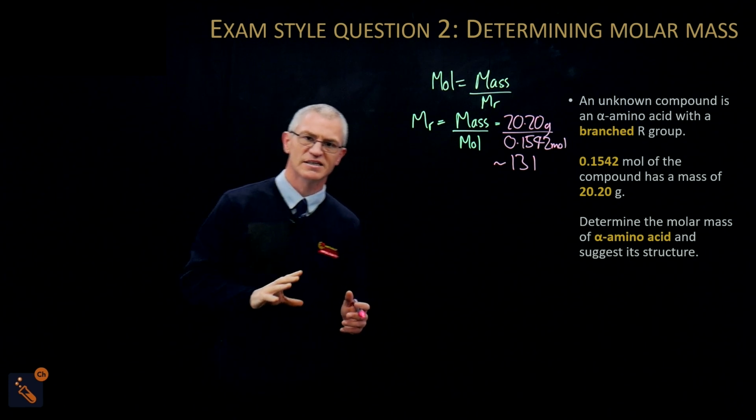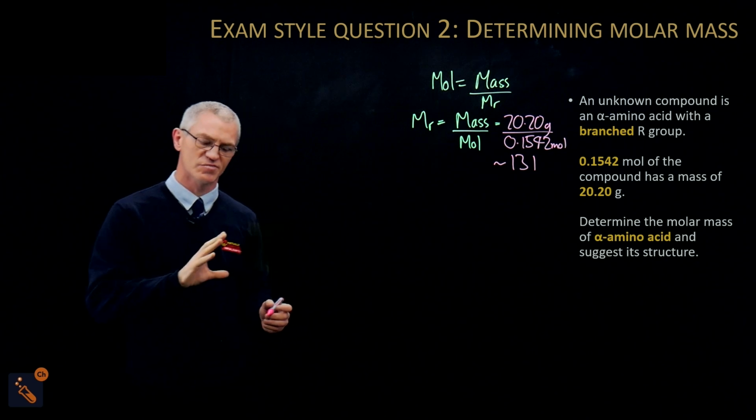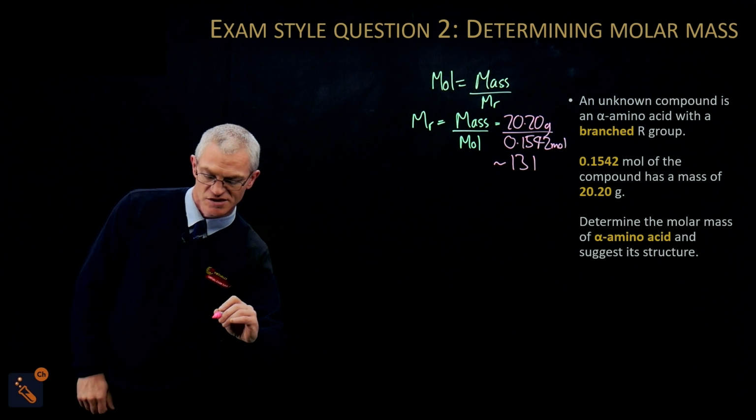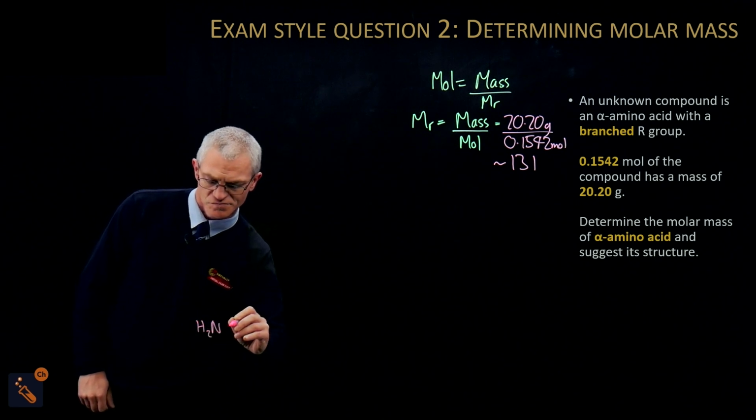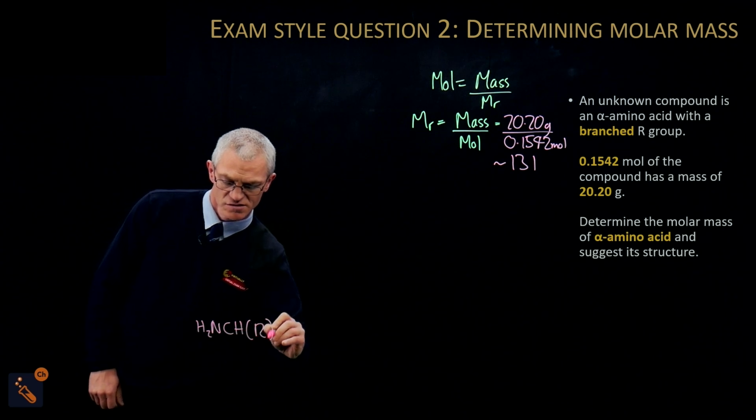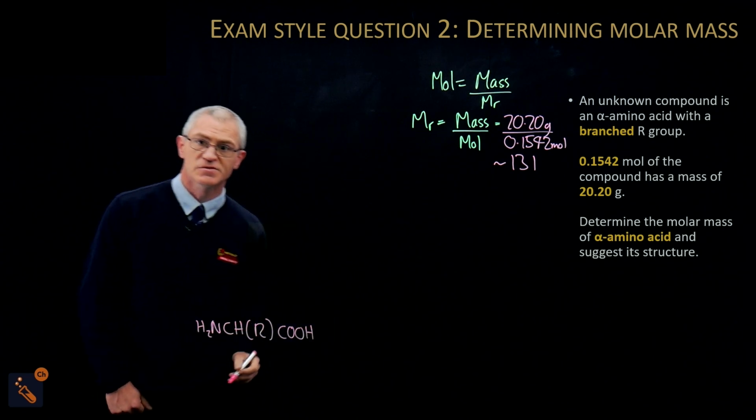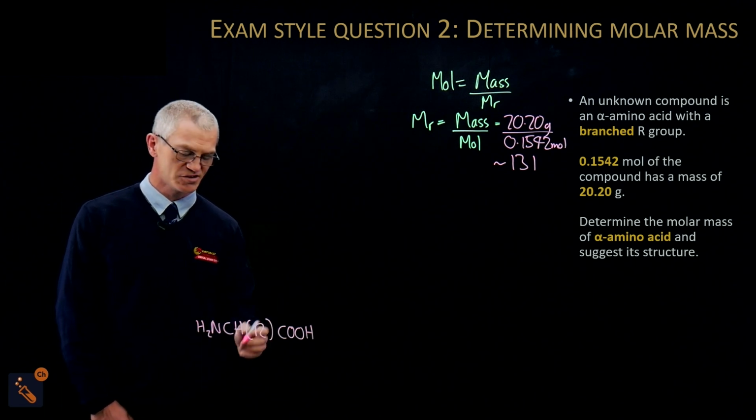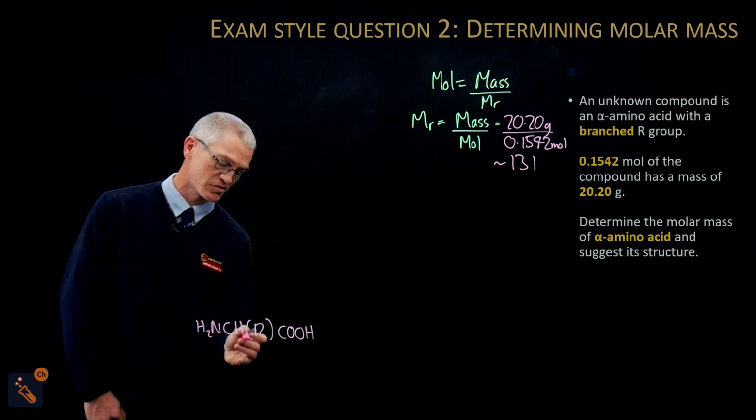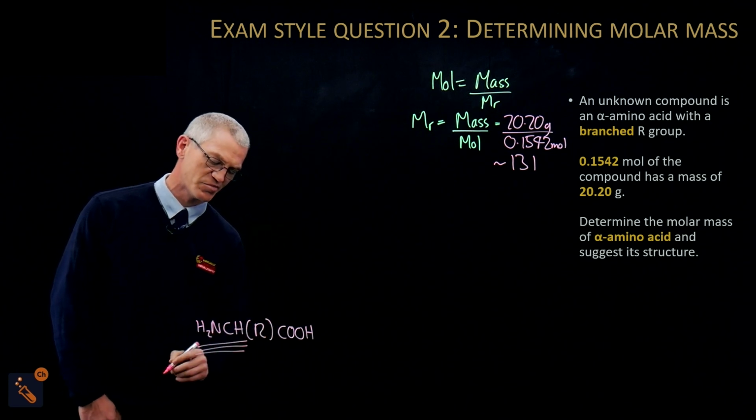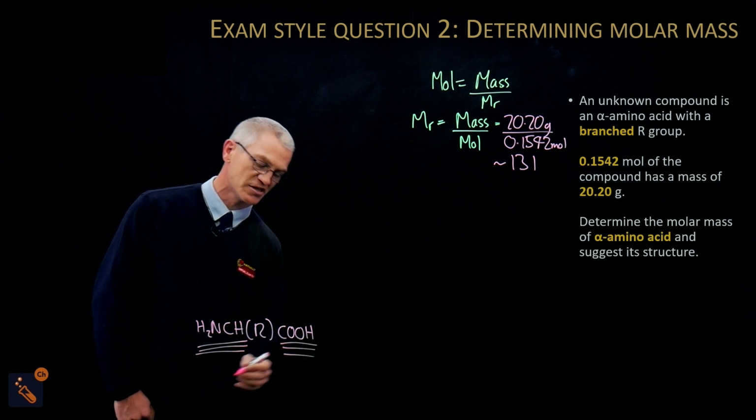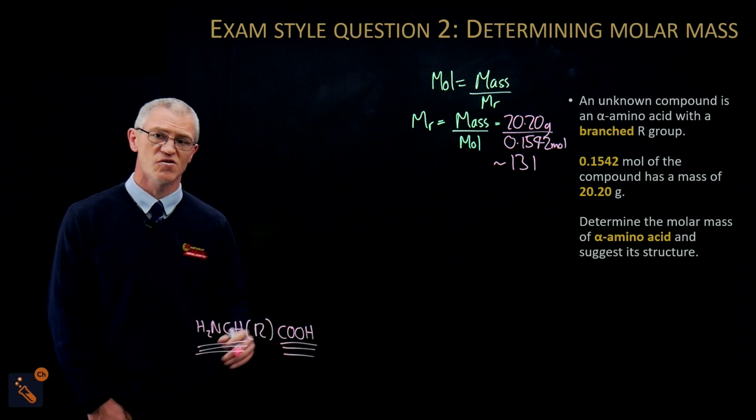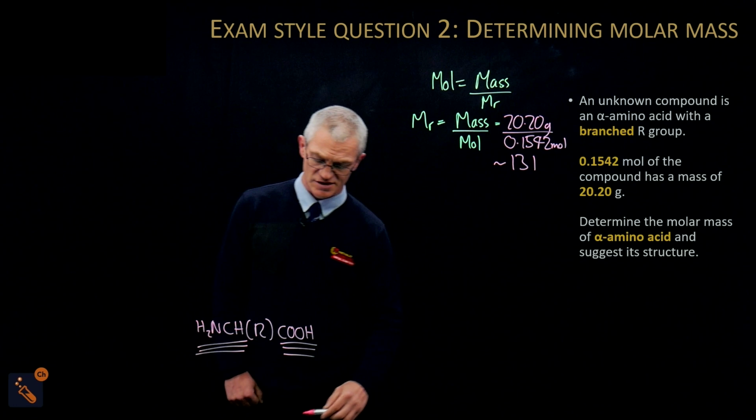The important thing then is to look at the alpha amino acid. We can say that the alpha amino acid is going to be NH2, CH, R, COOH. So here's the really, really important thing: I want to know what the R is. If I can find out what the molecular mass of that section is, whatever remains will be the molecular mass of the R. So what I can do is just work that out.